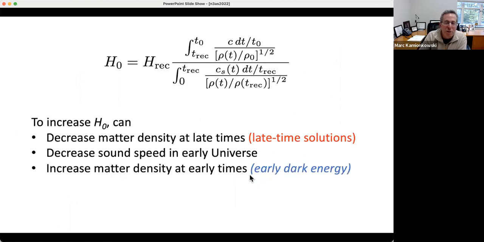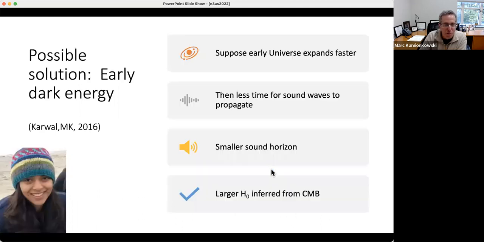So that leads us to consider another possibility, which is the early time solutions, which are based on an idea called early dark energy. This comes from a paper I wrote with Tanvi Karwal, a graduate student at the time, in 2016. She's now looking for a job.